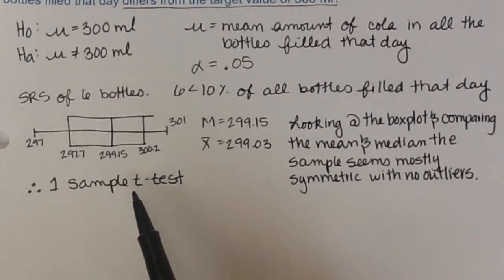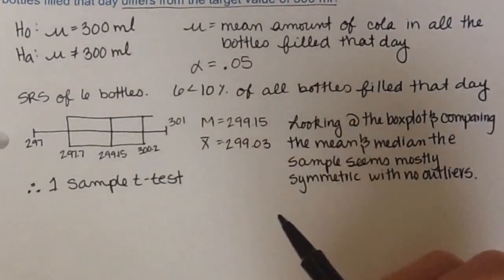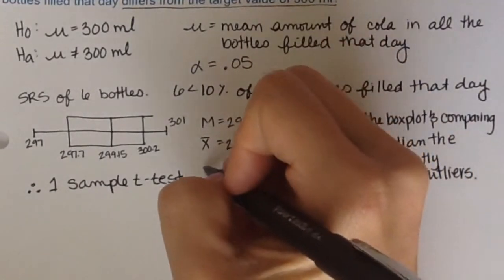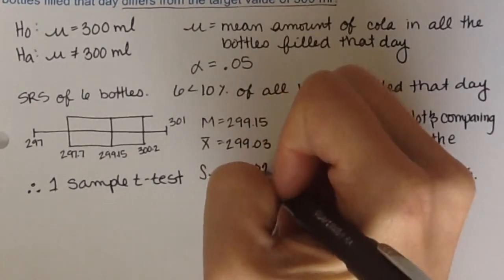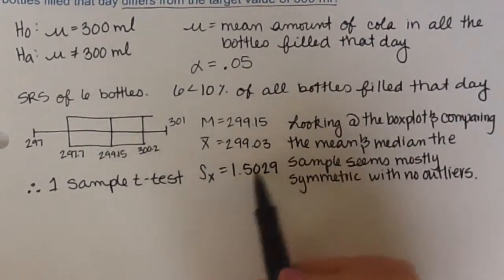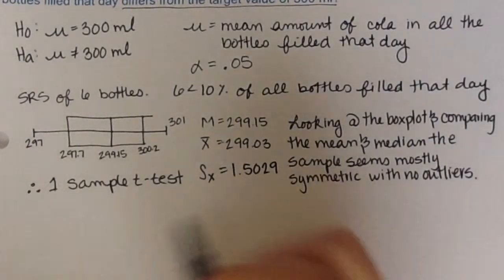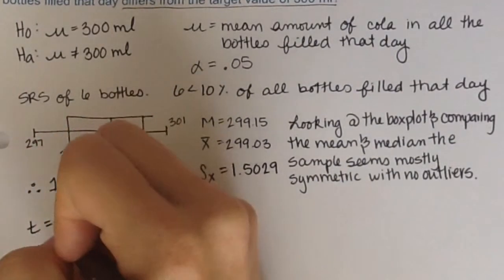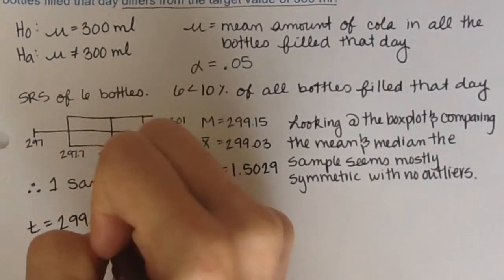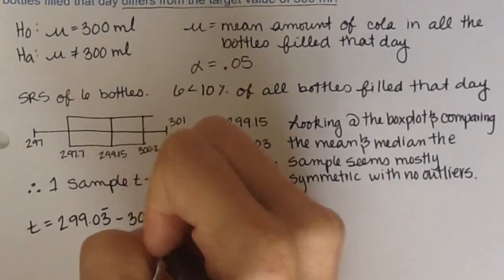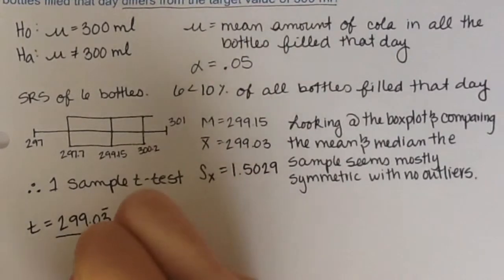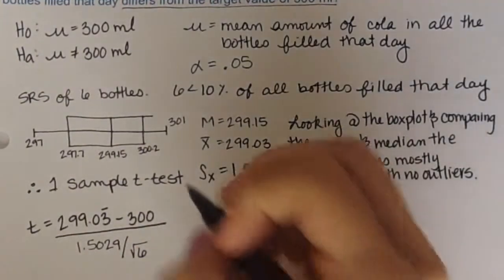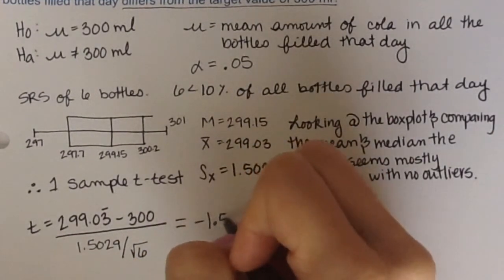Now going through my one sample t-test, I know my x-bar, I just found it there. Part of that 1-var stats that I did, I also was able to get my standard deviation, which is 1.5029. Both of these came from doing 1-var stats in the calculator. Then I can find my t-score, which is my observation minus my mean, that comes from my null hypothesis, divided by my standard error, which is 1.5029 divided by the square root of n, so that's going to be divided by the square root of 6, and that gives me a t of negative 1.58.